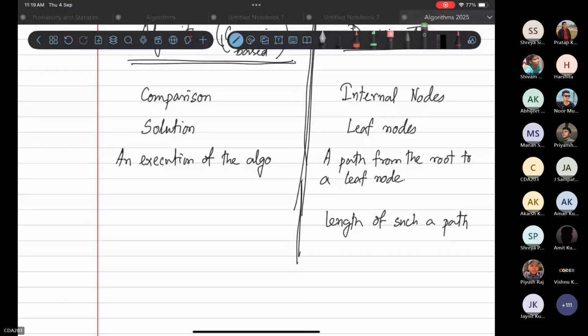So the length of the path is actually the number of comparisons for that execution. Okay, is this clear? Okay.